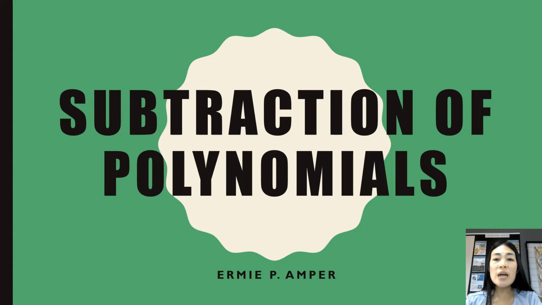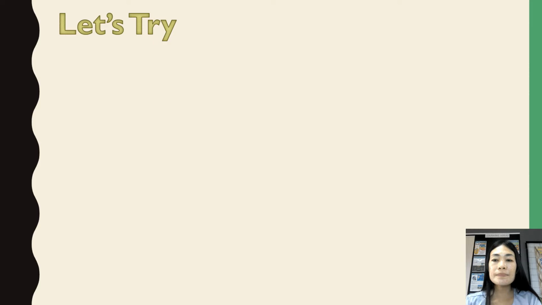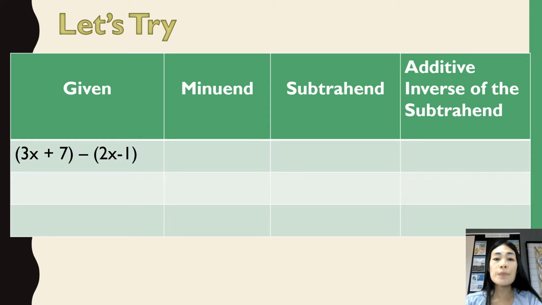About subtraction of polynomials. And the objectives are identify the minuend, subtrahend, and the additive inverse of the subtrahend. Then subtracting polynomials using horizontal and vertical method. Before that, let's have this activity. You will identify the minuend, the subtrahend, and the additive inverse of the subtrahend.